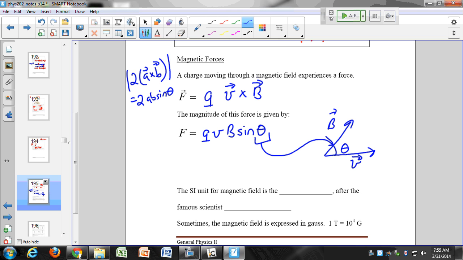The SI unit for the magnetic field is the Tesla, like Nikola Tesla, and it is named after him. I think there was a movie about him, right? The Prestige, right? That was all about him. He's kind of a quirky guy. The abbreviation for this is the capital T, because it's a person's name.